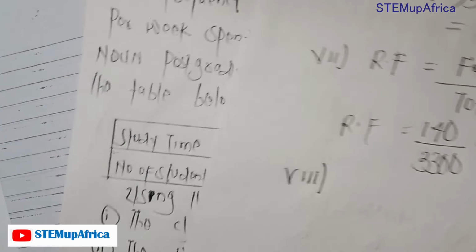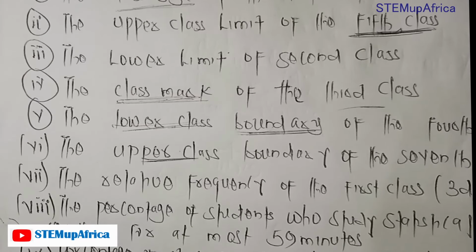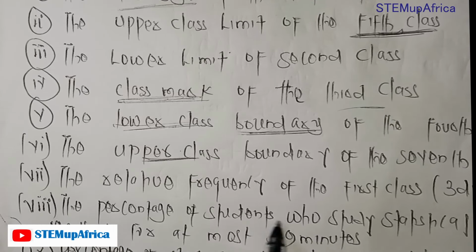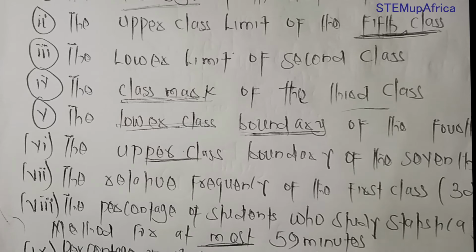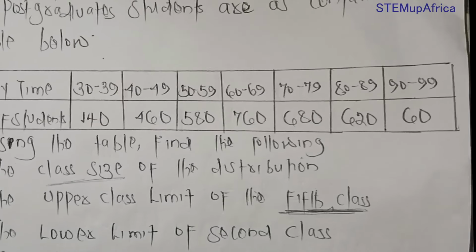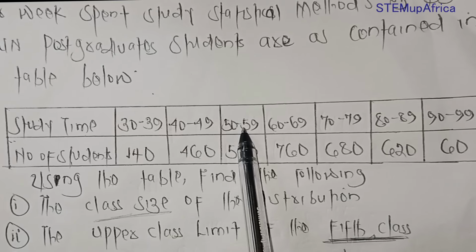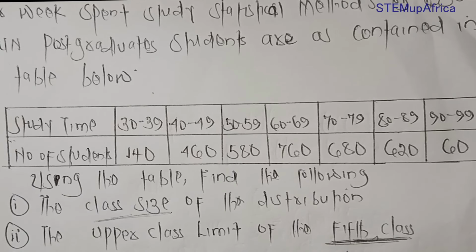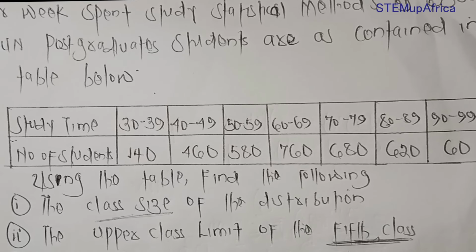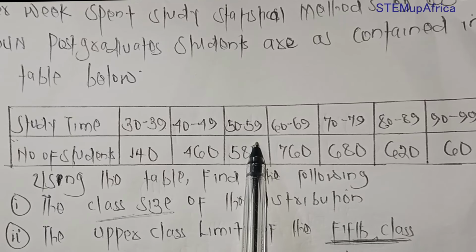Now Roman figure 8. Let's see what the question says. We are asked for the percentage of students who study statistical methods for at most, please take note, at most 59 minutes. Remember, the time of study was measured in minutes. So we have 59 minutes here, at most 59 minutes. It starts from the least time to a maximum of 59 minutes.